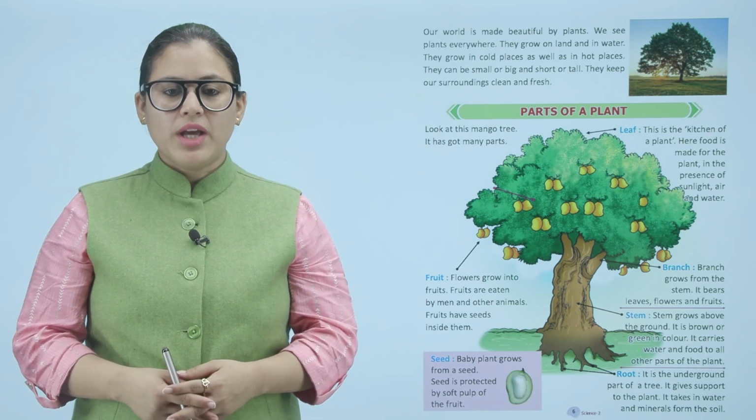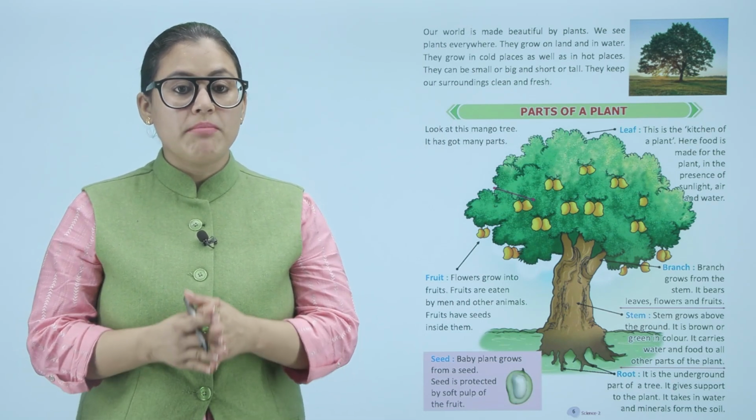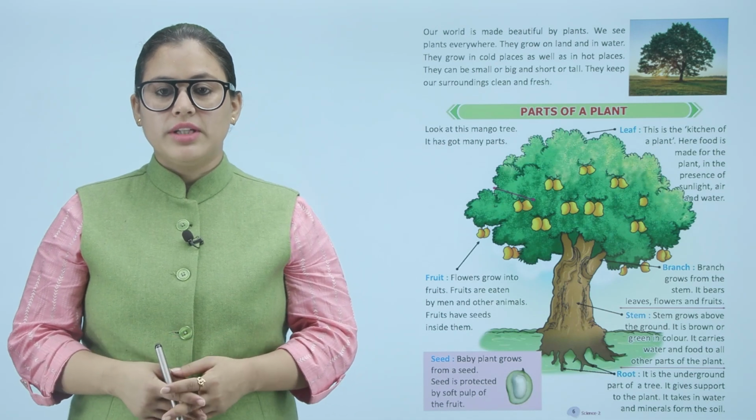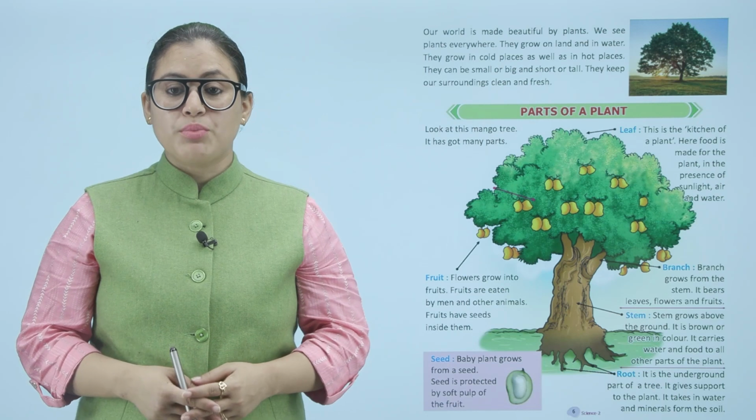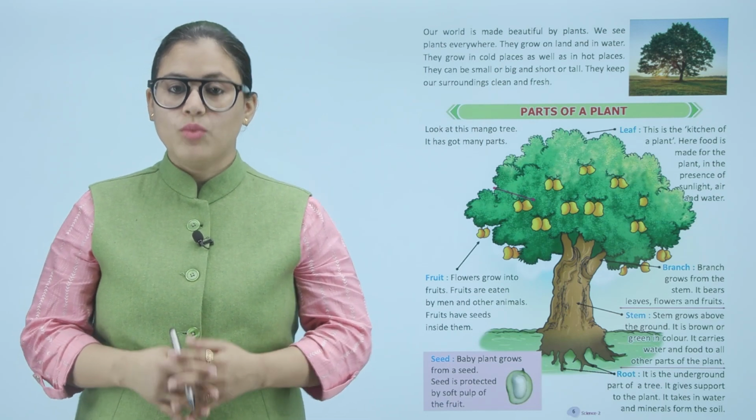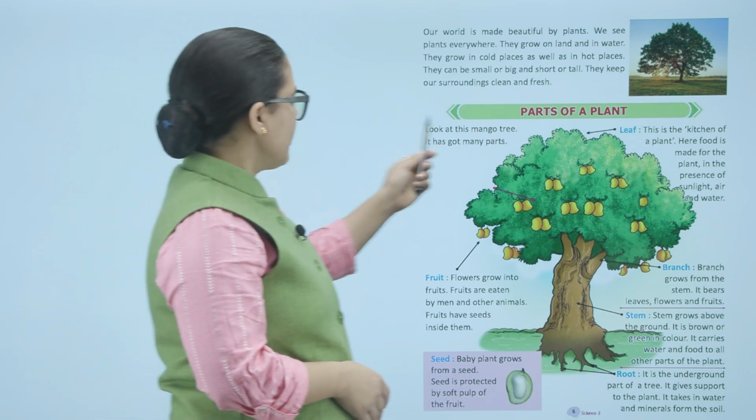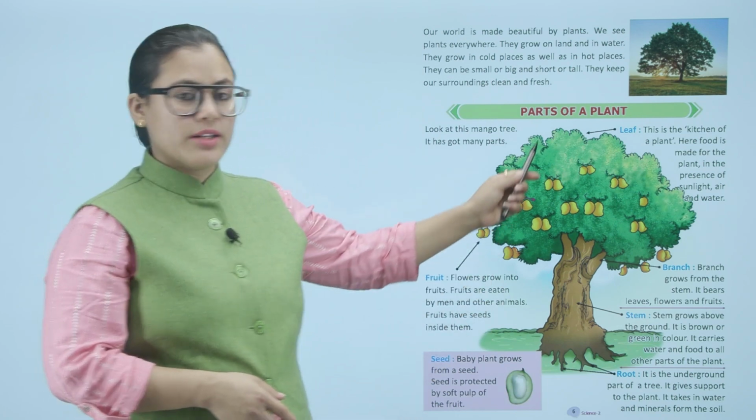Parts of a plant. Look at this mango tree. It has got many parts. Leaf. This is the kitchen of a plant. Here, food is made for the plant in the presence of sunlight, air and water. So you can see this is a mango tree and the first part is leaf.